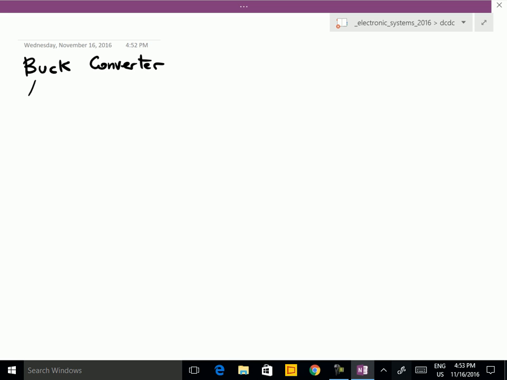So a buck converter. Buck actually means step down. Step down means that the output voltage is smaller than the input voltage. Okay. It is a class of switching regulator.